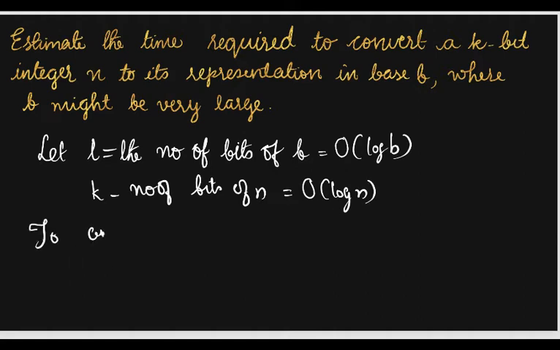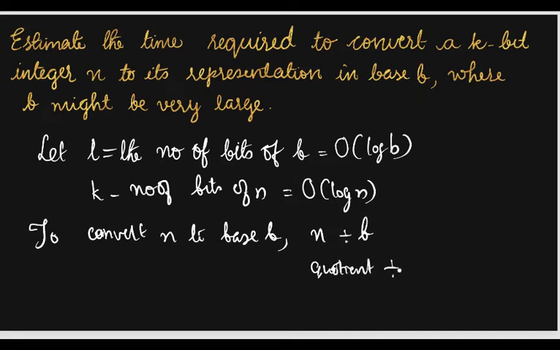To convert n to base b representation, we will be dividing n by b, and then we will be dividing the quotient in the first division by b, and so on. This process will be repeated until we get the quotient equal to 0.